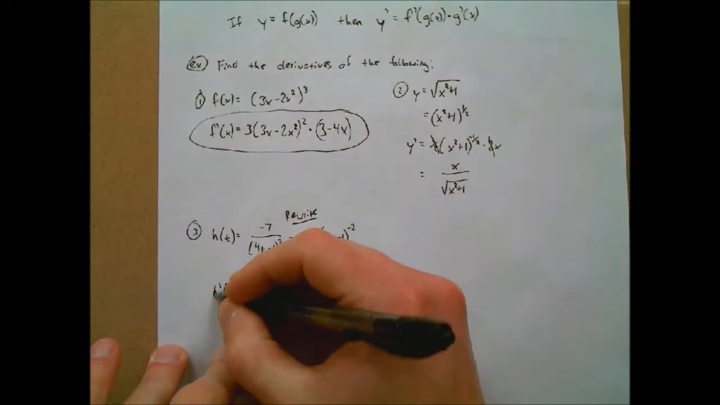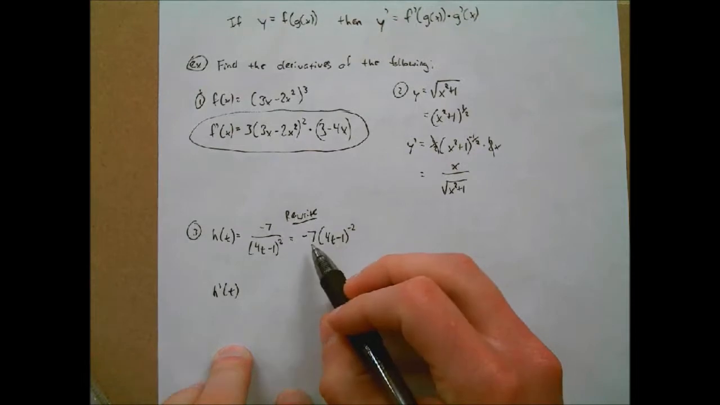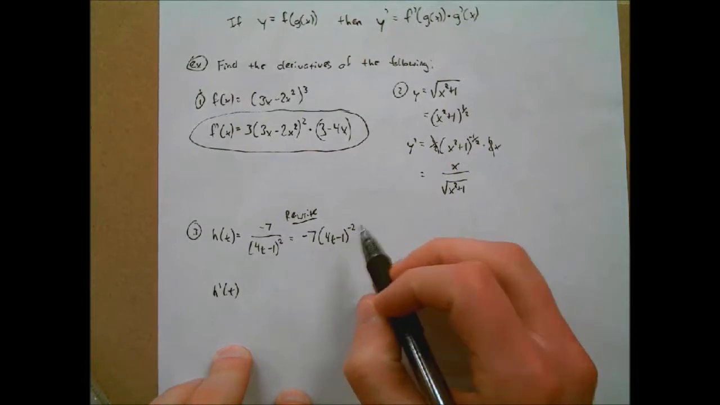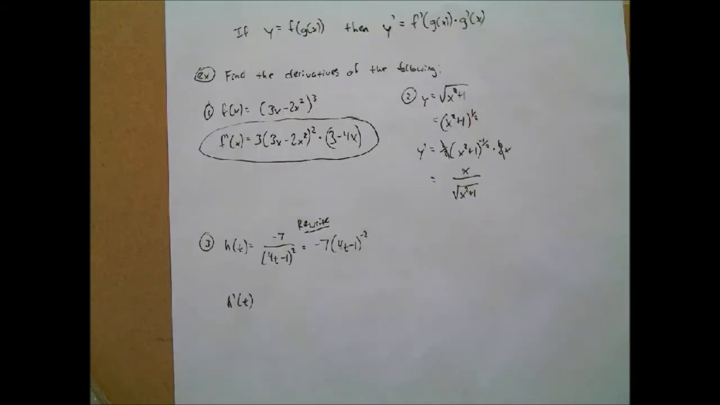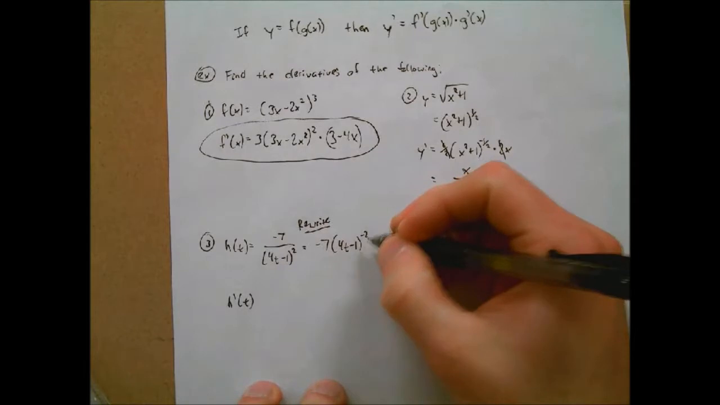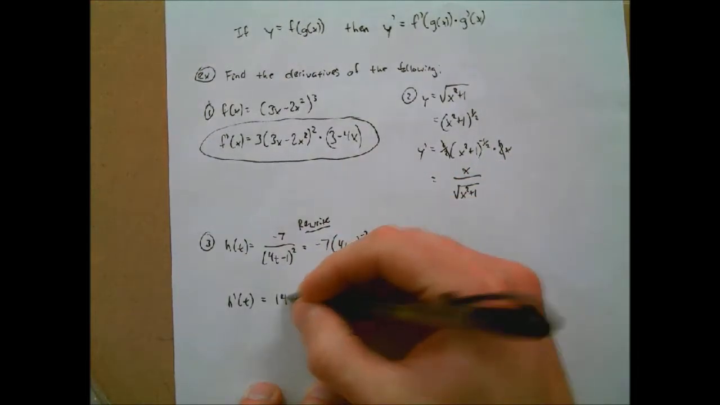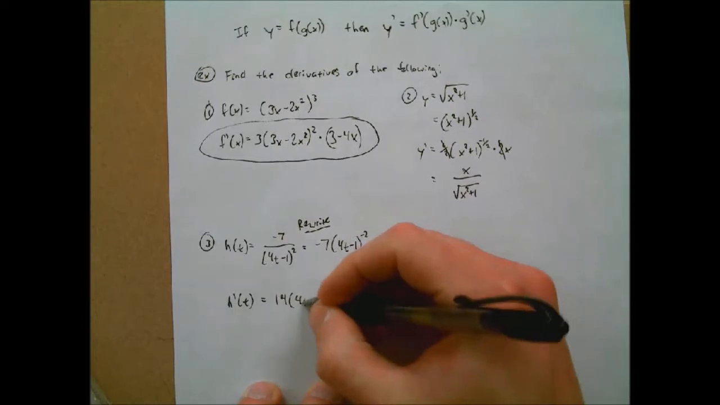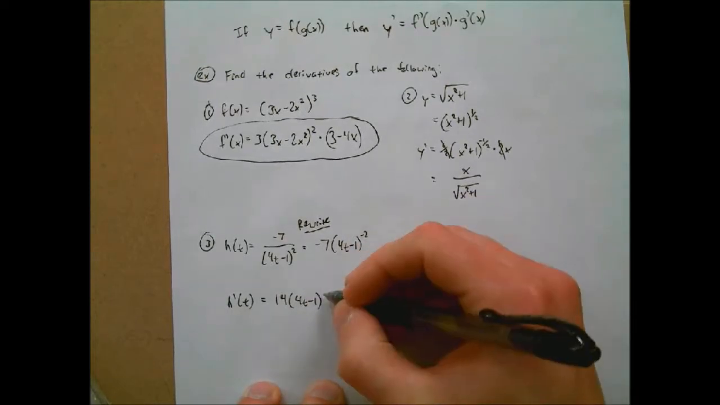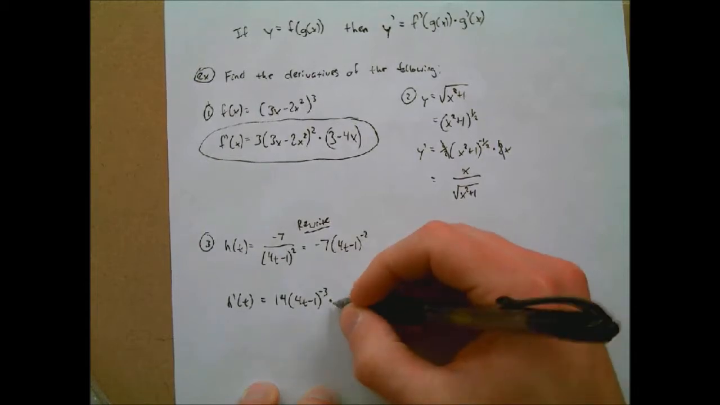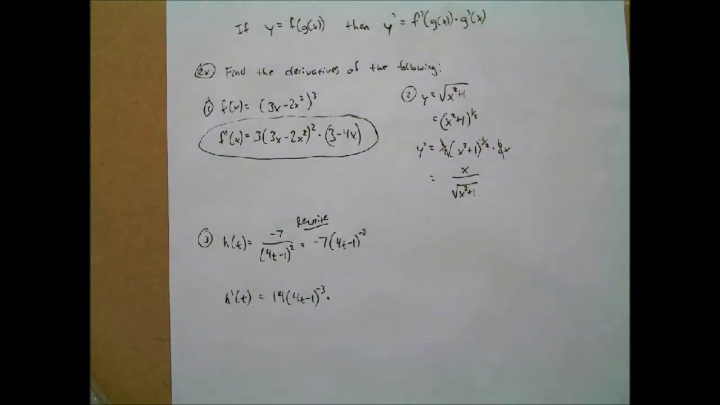Again, since negative 7 is a coefficient, we don't have to use a product rule here. We can just use the power. So the outermost function here is something to the negative 2, right? So the derivative of that will be, bring the negative 2 out. We get 14 times 4t minus 1 to the, what's the new exponent going to be? Negative 3, right? We lower it by 1. Times the derivative of what's inside, so 4.